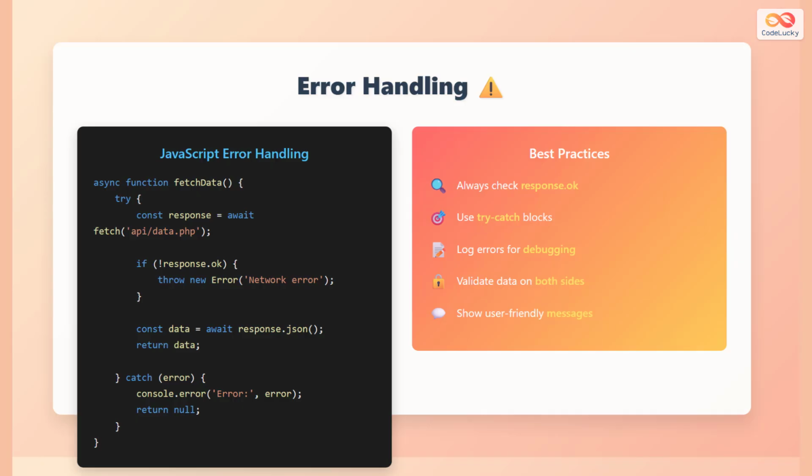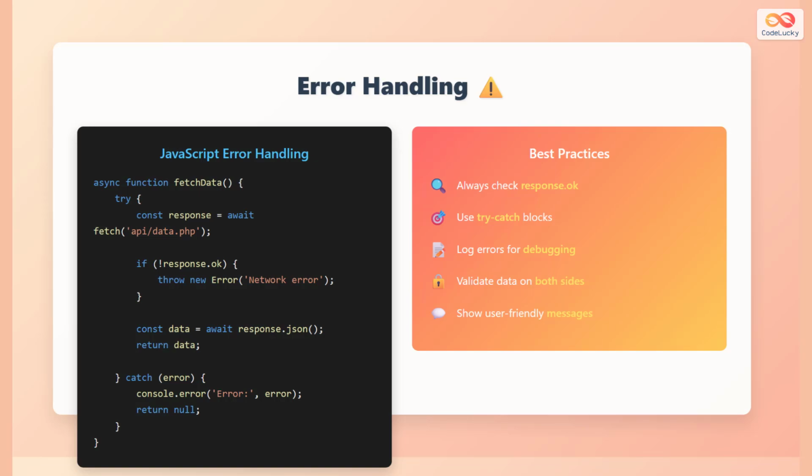Good error handling is essential for robust AJAX applications. Inside the fetchData function, a try-catch block is used to handle potential errors. Inside the try block, the fetch function is called to make a request to the server. Then we check if response.ok is false, which indicates a network error. If there is an error, we throw a new error with the message network error. Then we parse the JSON data. The catch block catches any errors that occur during the process. Inside the catch block, console.error logs the error message for debugging. The function returns null to indicate that an error has occurred.